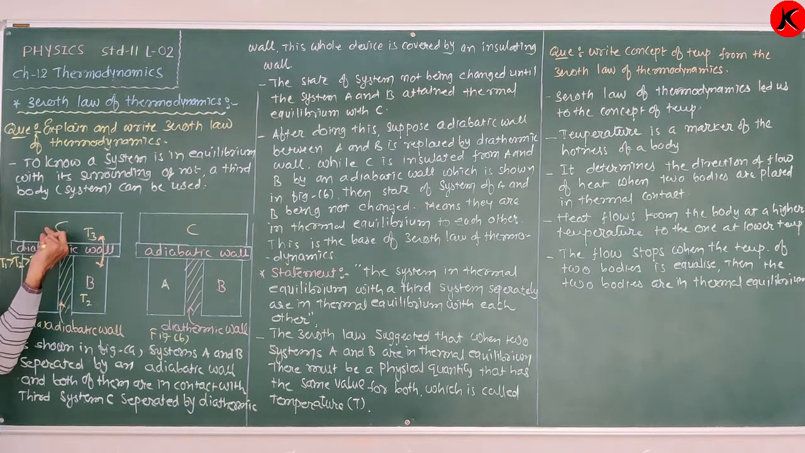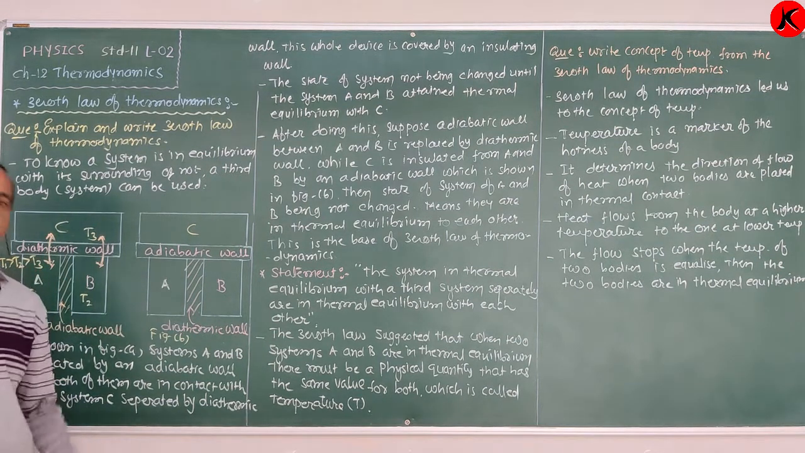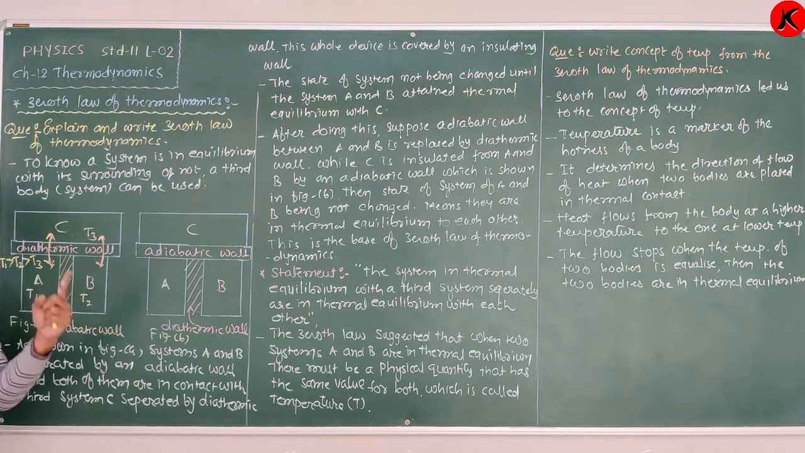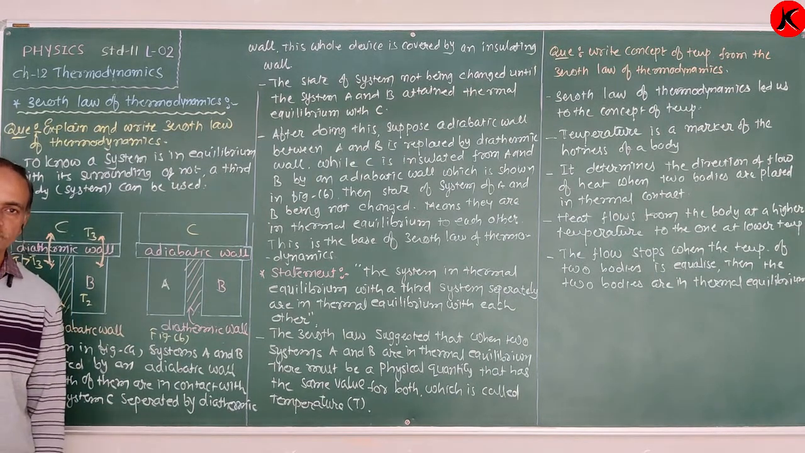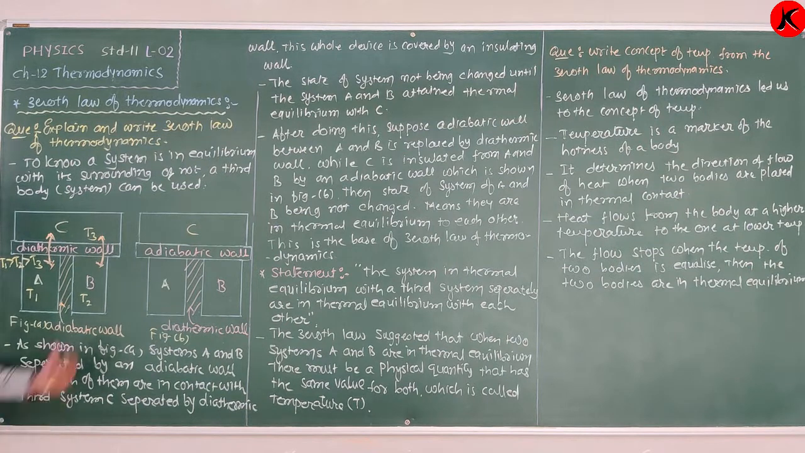So here A and B are not directly in thermal equilibrium with each other. A is in thermal equilibrium with C. B is also in thermal equilibrium with C. So we can say that if A and B are in thermal equilibrium with the third body C, then A and B are also in thermal equilibrium. Again, if A is in thermal equilibrium with third body C and B is also in thermal equilibrium with third body C, we can say that A and B are also in thermal equilibrium.